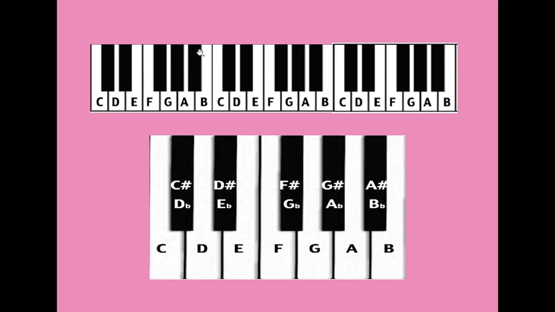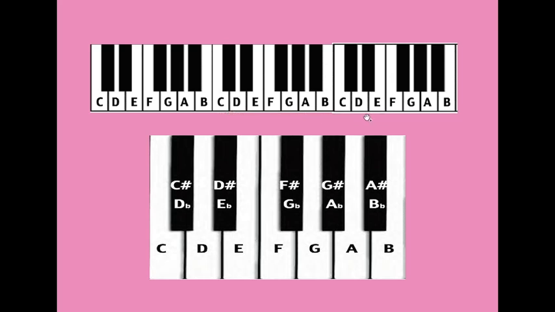We said the keyboard has a series of buttons: two black notes, three black notes, two black notes, three black notes, two black notes, three black notes, and the pattern continues. We said before every two black notes, this white note is called C. So this is C. Then we said C, D, E, F, G, A, B, C again, and the pattern continues.